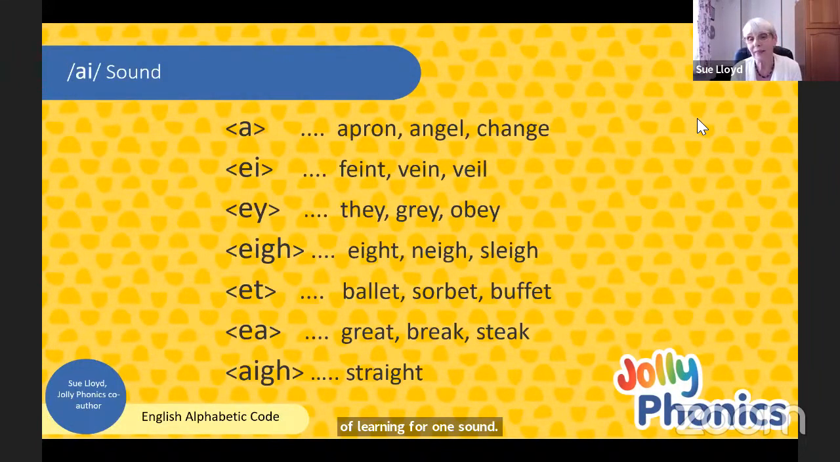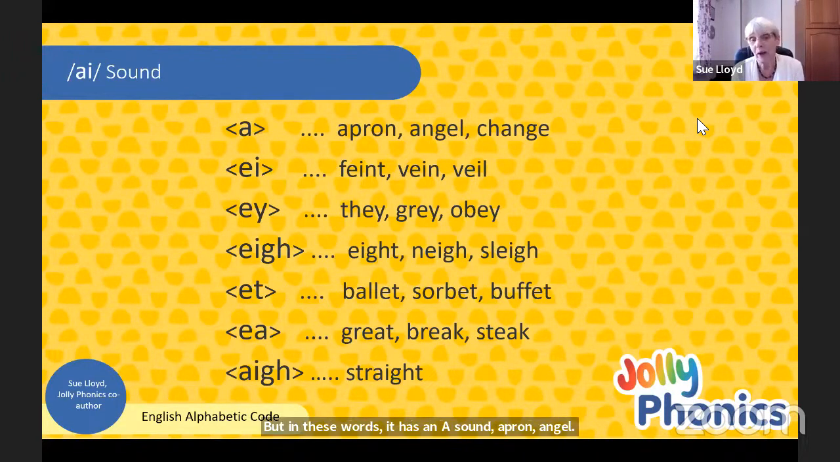But just look at these others. Look, the single letter A usually has an A sound. But in these words, it has an A sound: apron, angel, change.